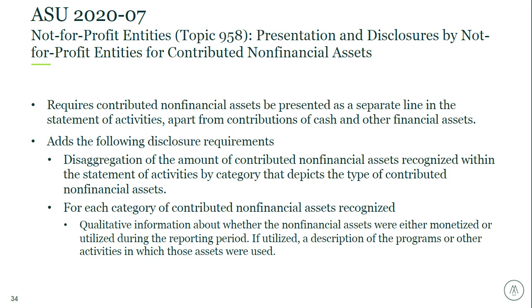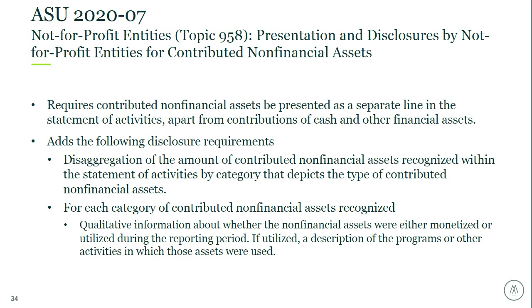And then with that, there is an increase in disclosure requirements. And if you think we're limited to just what's shown on this slide, I've got another slide full of new disclosure requirements for you. So within the disclosure requirements, you would need to disaggregate that financial statement line item of contributed non-financial assets by type of assets. So that could be buildings, that could be inventory, that could be services, but breaking out and disaggregating the amount by type. Then for each type or each category, there are a number of disclosures to be included.